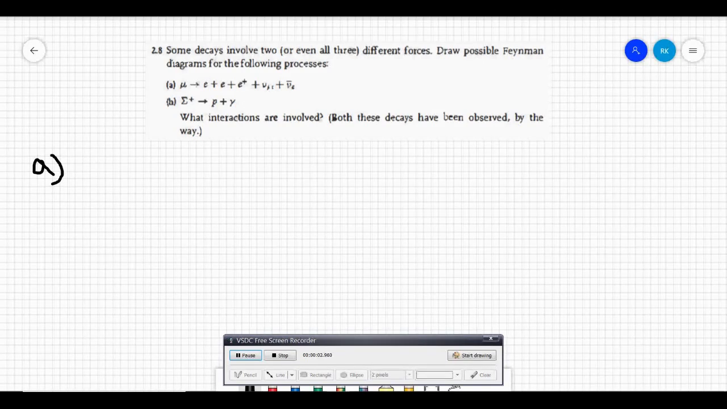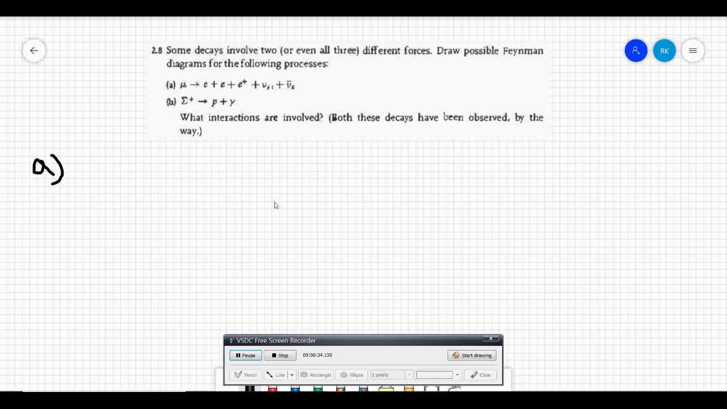Question 2.8 in the textbook tells us to draw possible Feynman diagrams for the following two processes, process A and process B. Let's start with A. In A, we can see the decay of a muon into an electron, a positron, a muon neutrino, and an anti-electron neutrino. So right away we can see that there are neutrinos coming out as products of this decay. So we know that the weak interaction is involved here.